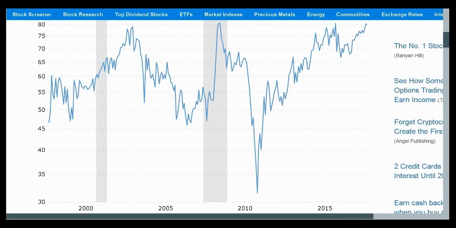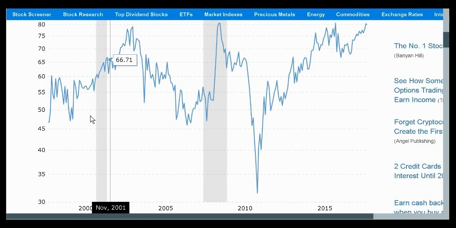Now, first of all, what is the gold to silver ratio? Very simply, they just take the price of an ounce of gold and divide it by the price of an ounce of silver. In other words, how much silver would it take to buy an ounce of gold? Or to put it another way, how much more expensive is gold compared to silver?